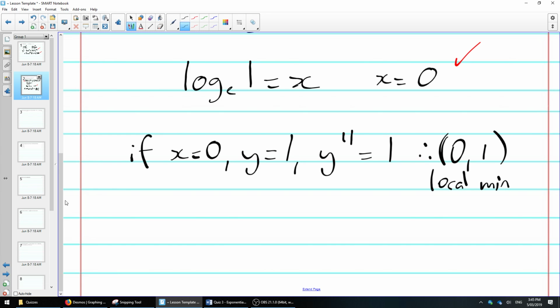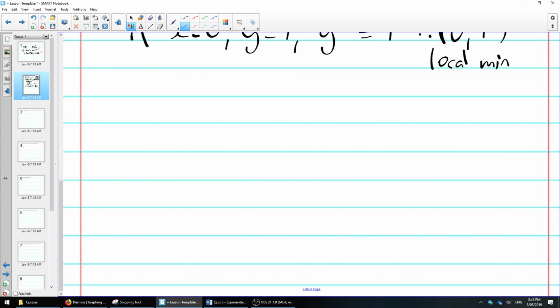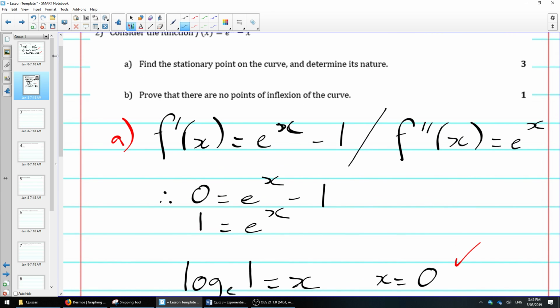So what needs to be here for it to be an inflection? That's what we're going to do in part B. Okay. So in part B, we're trying to show, in fact, we're not asking to find the points of inflection. We're showing that there are no points of inflection.